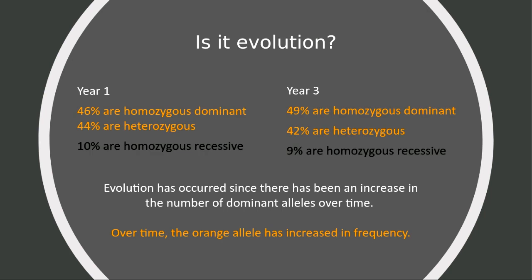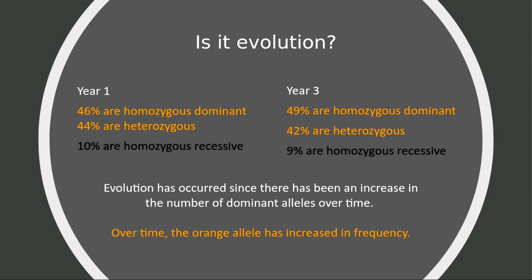So is it evolution? And how do we determine that? We look and compare the percentages or the frequencies in year 1 with year 3. So in year 1, using the Hardy-Weinberg equation, we found that 46% are homozygous dominant. And in year 3, 49% are homozygous dominant. Year 1, 44% are heterozygous. Year 3, 42% are heterozygous. Year 1, 10% are homozygous recessive. And year 3, 9% are homozygous recessive.